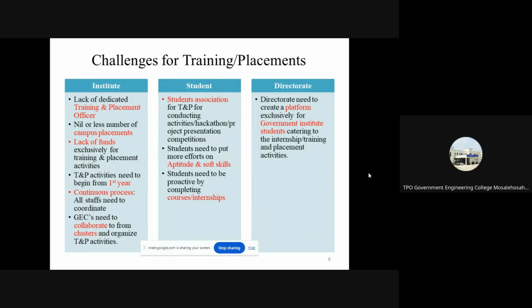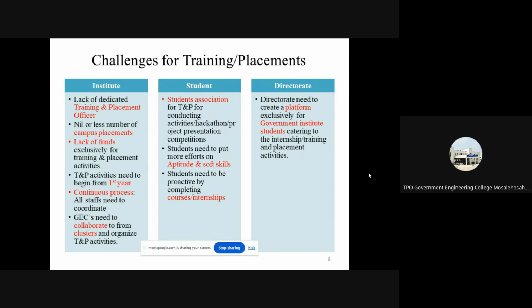Finally, the directorate and the high officials, since they are in very good positions, can create a platform exclusively for government institute students. They can speak to VTU to have a separate portal for government colleges. They can speak to other companies, sign MOUs with them, and request or advise them to give our government institutes the training and placement activities. So when the director takes the first step, I guess the companies will surely agree.